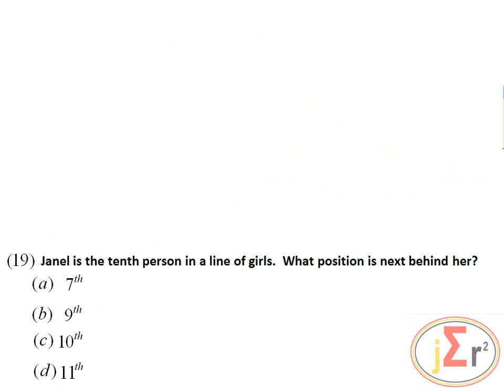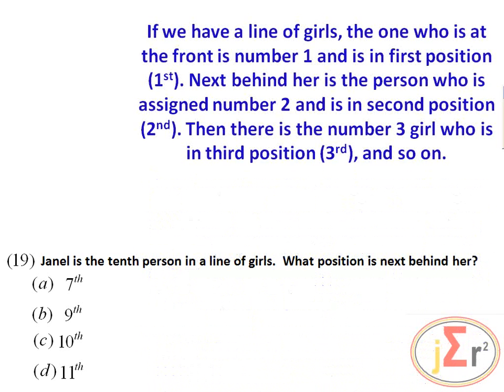Janelle is the 10th person in a line of girls. What position is next behind her? So Janelle is the 10th person in a line of girls. What position is next behind her? 11th. And Jerry is saying it is? 11th. Right, 11th is the one next behind her.